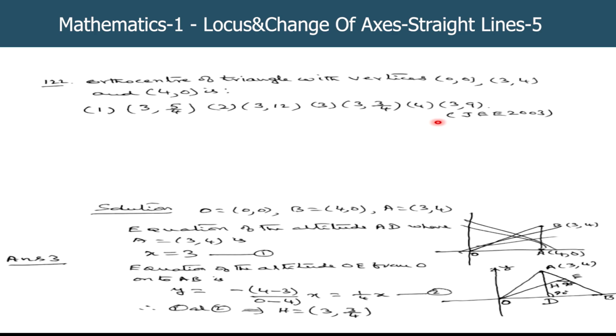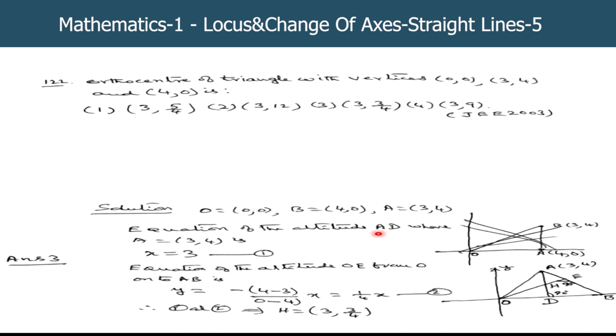The orthocenter of a triangle with vertices (0, 0), (3, 4) and (4, 0) is: 1) (3, 5 by 4), 2) (3, 12), 3) (3, 3 by 4), 4) (3, 9). So this is JEE 2003. Now you take the points.